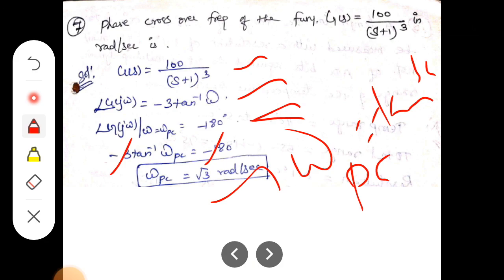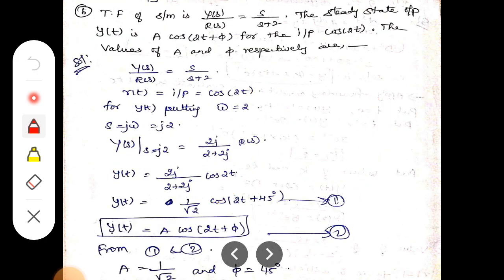Next, we move to the second problem. In this problem they provide the transfer function of the system, Y of s divided by R of s, equal to s divided by s plus 2. The steady state output y of t is A cos(2t plus phi), for the input r of t equal to cos 2t. They want the amplitude value of A and the phase angle value phi.